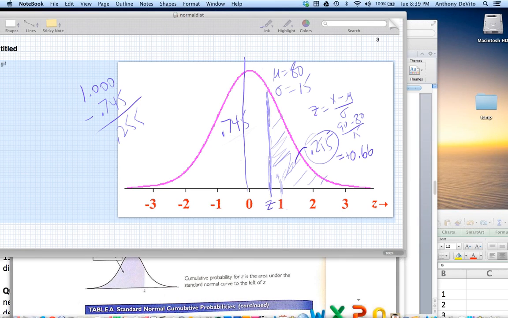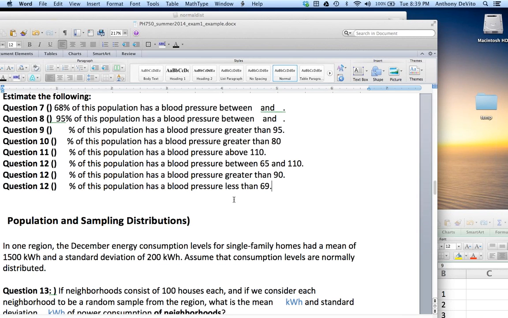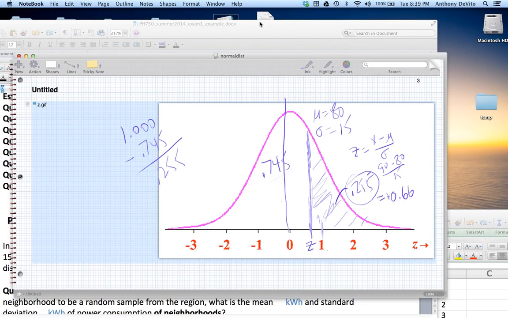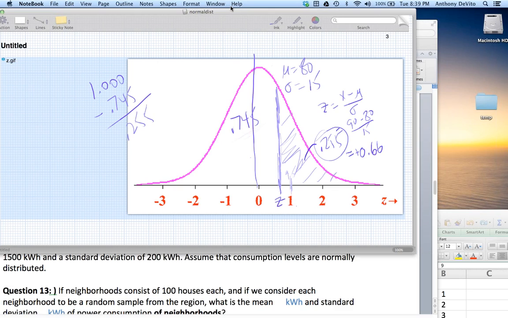Okay, so now I'm going to go back. The next one said, what percentage of the population has a blood pressure less than 69? Now we're looking at below a certain value. So where's 69 on here? This is 80. One standard deviation below would be 65. So 69 is inside of that again. Here's 69 in here somewhere, right? So what's the z-score for 69?